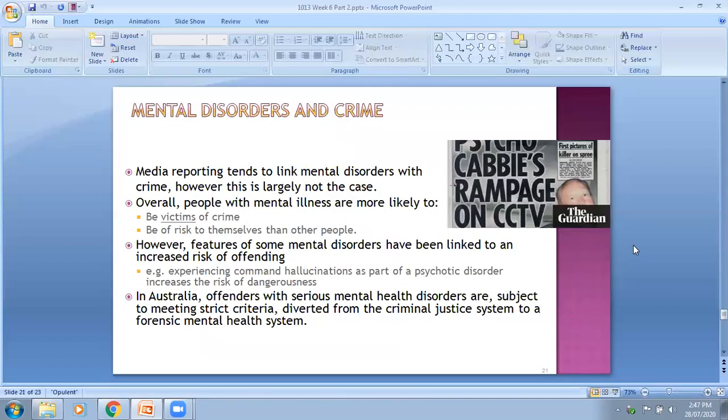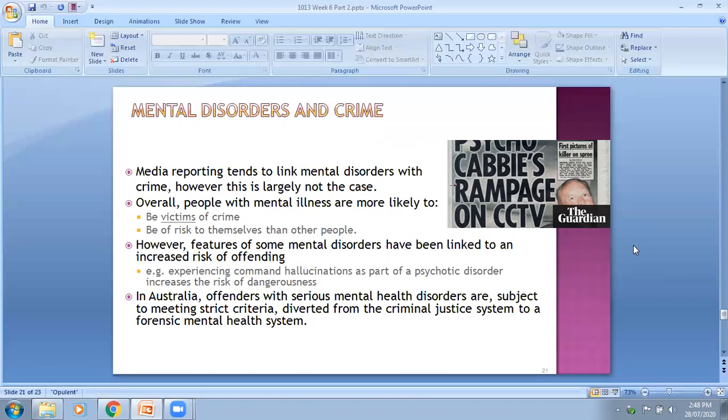Okay, so I hope you enjoyed watching the Bobo doll. The last one we're going to look at is mental disorders and crime. So as you can see there, you've got the headline on that newspaper there on The Guardian, Psycho Cabbies Rampage on CCTV. The media tend to use the word suffering. Someone is suffering from a mental illness. Mothers who killed their children are suffering from a mental illness.